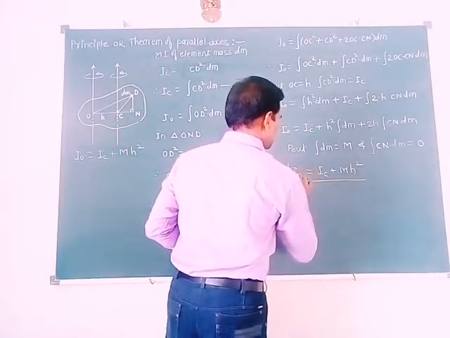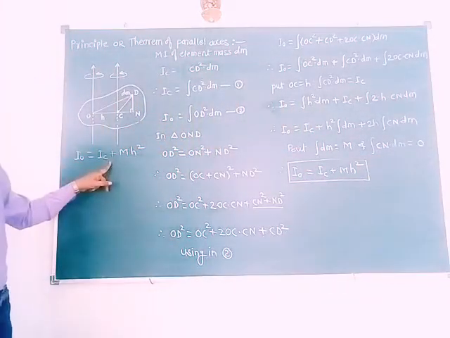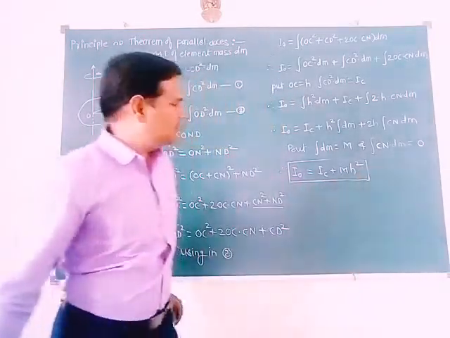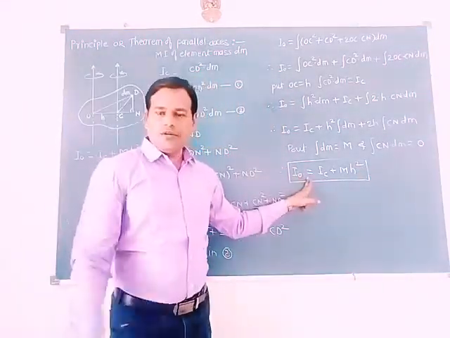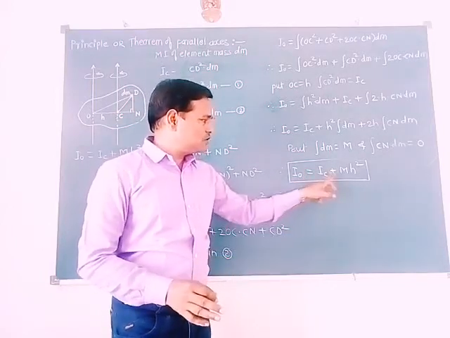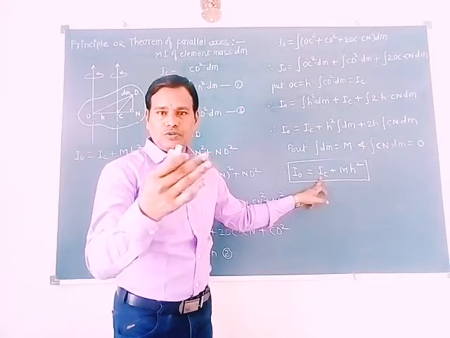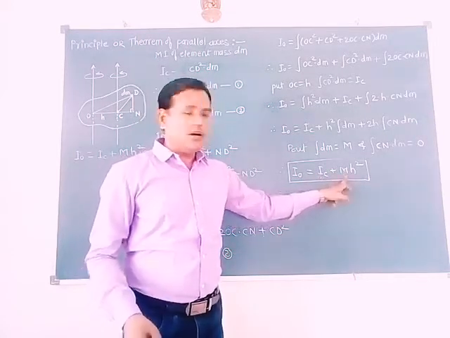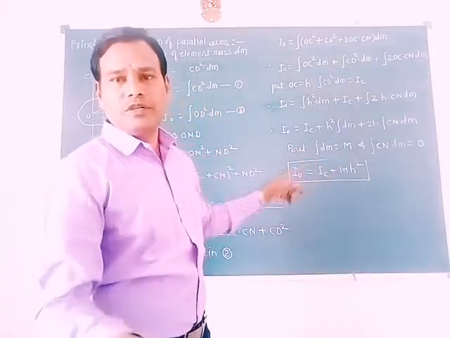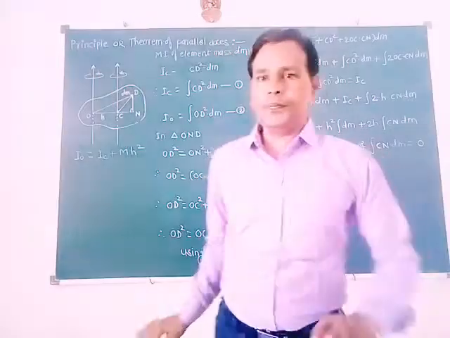So this is the statement of parallel axis theorem. IO equal to IC plus m H square. How can we state it once again? Moment of inertia of a rigid body about any axis is equal to the sum of its moment of inertia about the parallel axis passing through center of mass, and the product of mass of the body and square of the distance between the two parallel axes. So this is the statement and proof.